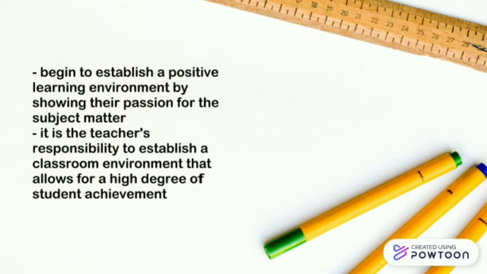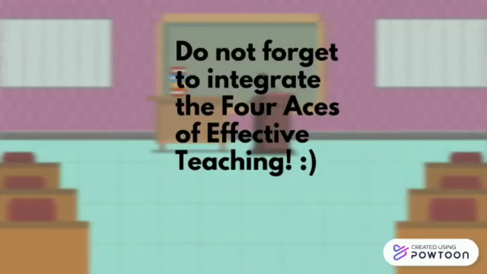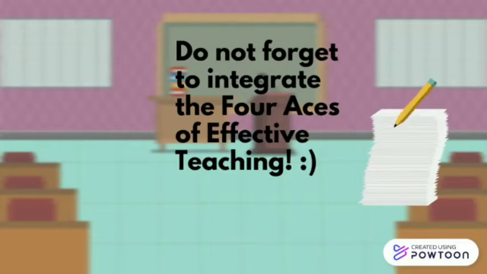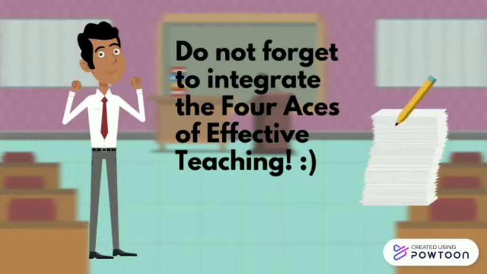Teachers can begin to establish a positive learning environment by showing their passion for the subject matter, using student names, reinforcing student participation during class, and being active in moving among the students. It is the teacher's responsibility to establish a classroom environment that allows for a high degree of student achievement. Therefore, don't forget, teachers should integrate the 4 S's of effective teaching in order to optimize their students' learning.